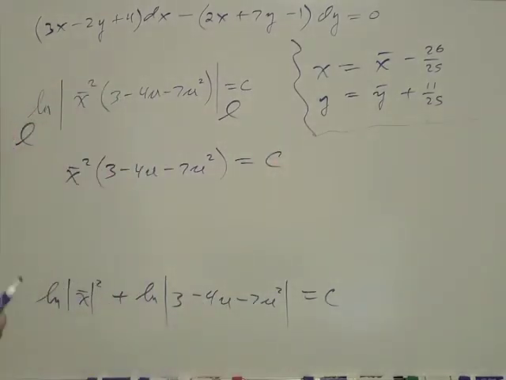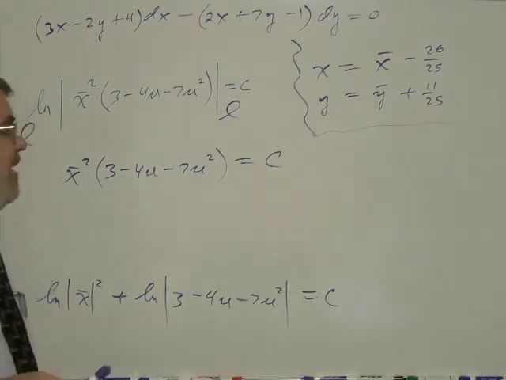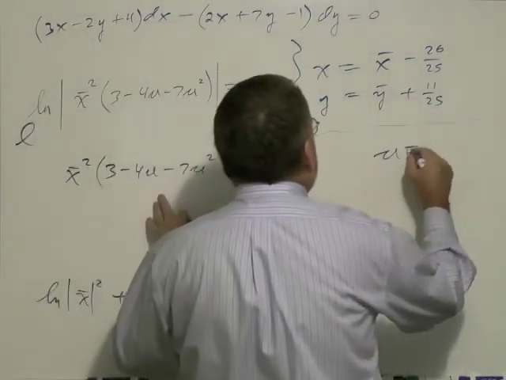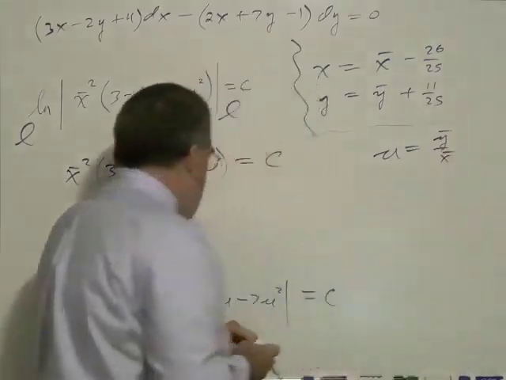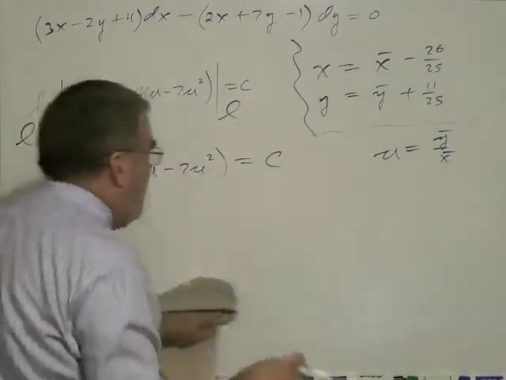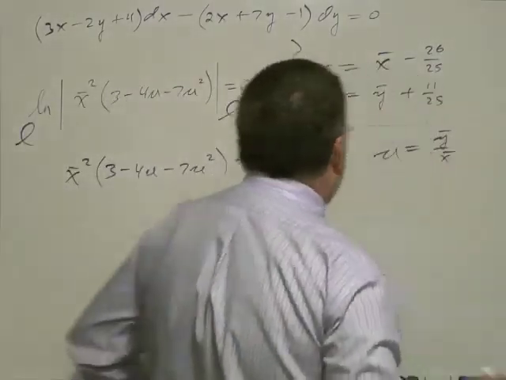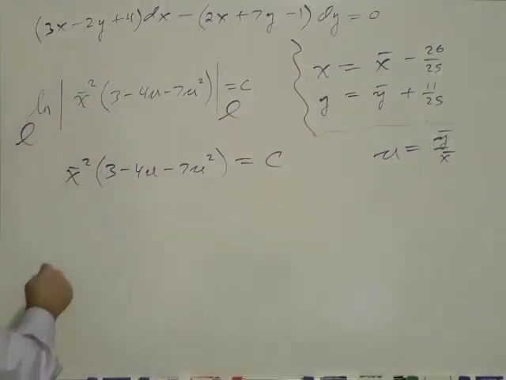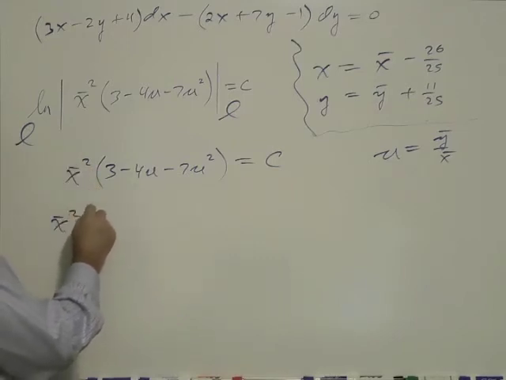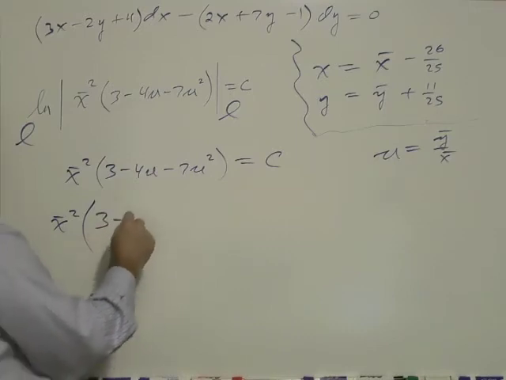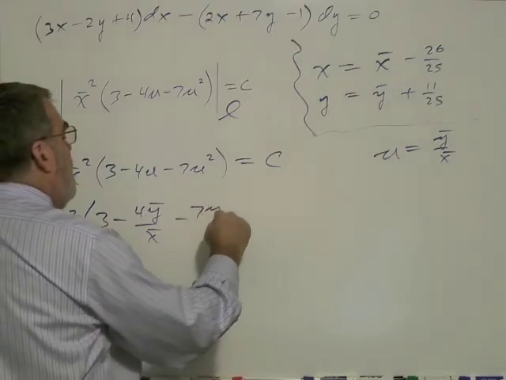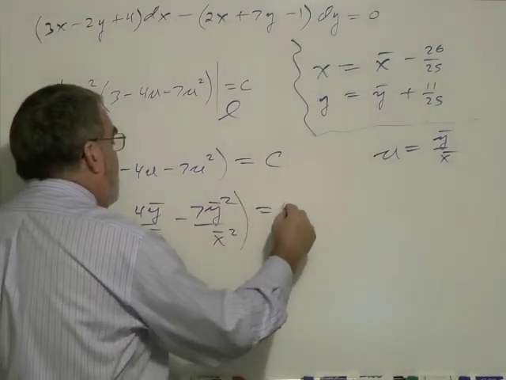Now, what's left? We have to resubstitute back. To get back the original x and y, I've got to try to remember what u was, and u, I believe, was y bar over x bar. So I hope that's correct. I'm going to make that substitution back into here, and then we'll have to substitute these guys back in. So as you can see, it's a pretty messy, prolonged project here to solve all these linear problems. So I have x bar squared, parentheses, 3 minus 4 y bar over x bar, minus 7 y bar squared over x bar squared equals a constant.